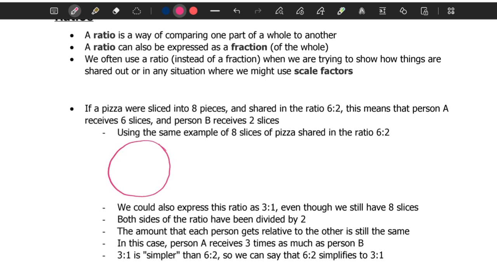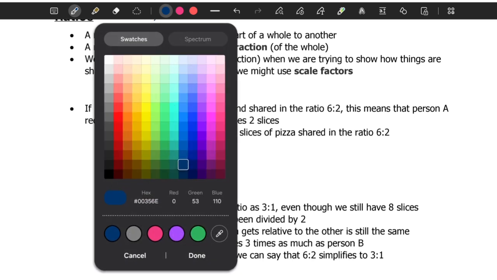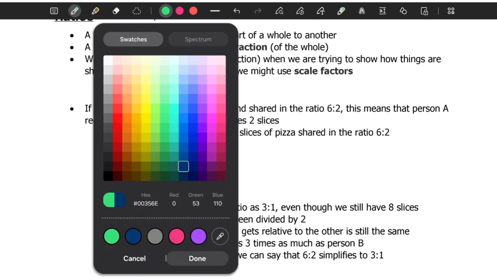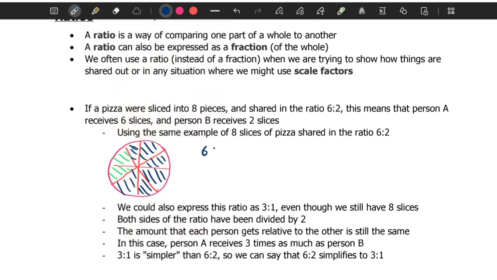let's say we have a pizza and then we cut it into 8 pieces, and then one person takes 6, so that's 1, 2, 3, 4, 5, and 6. And another person takes 2 of the slices, 1 and 2, right? So that gives us 6:2. When you look at it, the whole is 6 plus 2, which is 8.